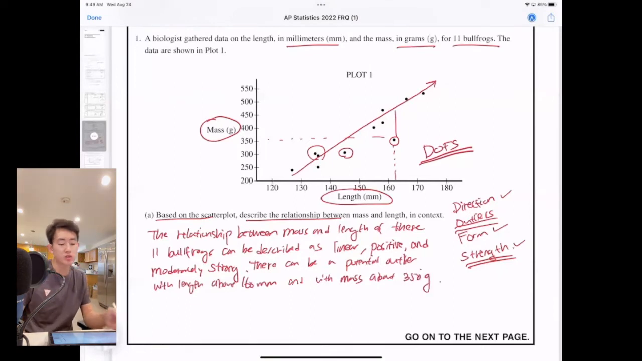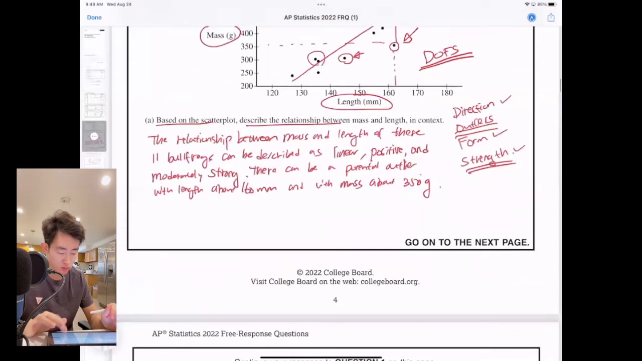Generally speaking, you don't want to mention too many outliers. You want to mention maybe just a really obvious one that's really far away from the line. Mentioning 1, maximum 2, should give you full credit for this. So that should be for part A of number 1.